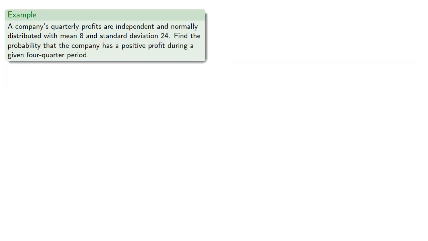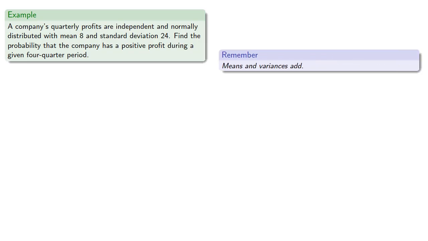So, for example, a company's quarterly profits are independent and normally distributed with mean 8 and standard deviation 24. Let's find the probability that a company has a positive profit during a given 4-quarter period. So remember, means and variances add. So the mean for a 4-quarter period will be the sum of the means in the individual periods.